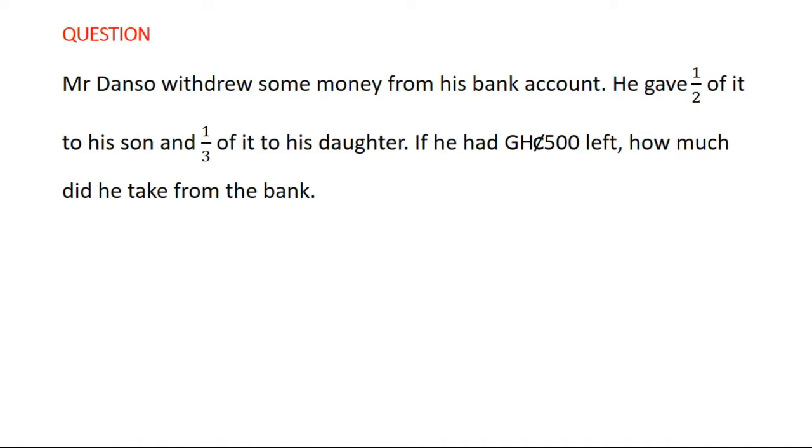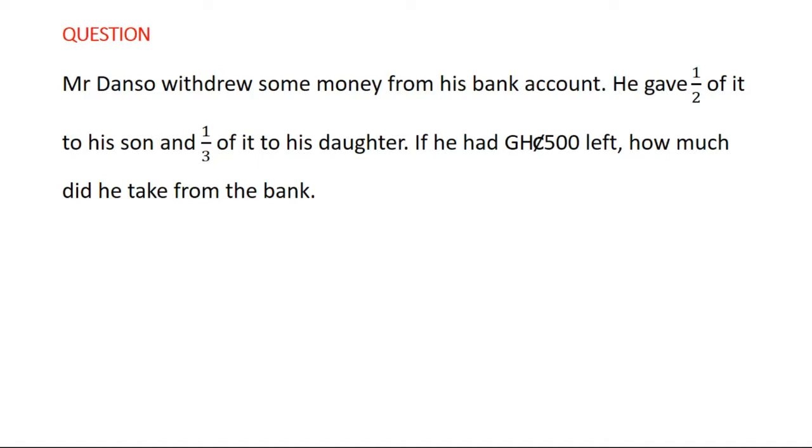Mr. Danso withdrew some money from his bank account. He gave 1/2 of it to his son and 1/3 of it to his daughter. If he had 500 Ghana cedis left, how much did he take from the bank?